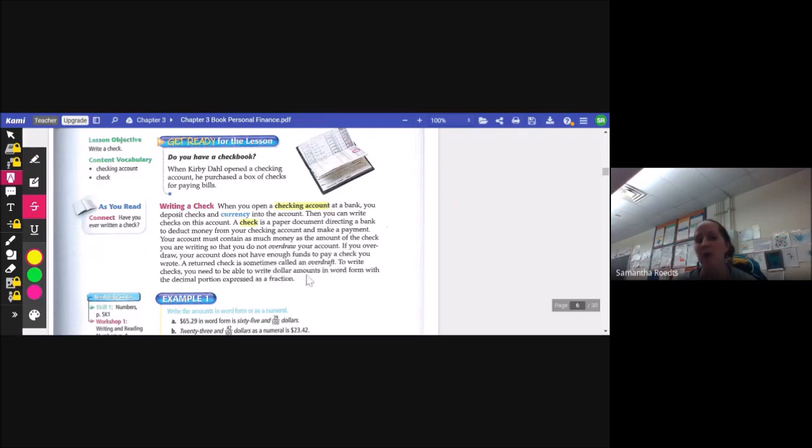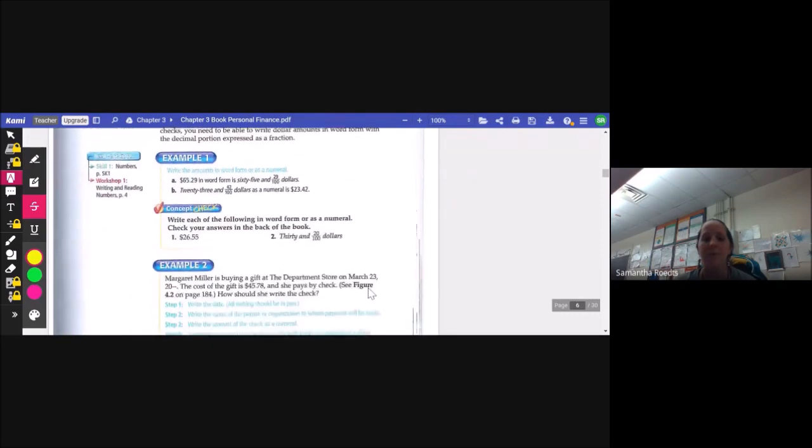To write checks, you need to be able to write dollar amounts in word form with a decimal portion expressed as a fraction. So example 1, write the amounts in word form or as a numeral. $65.29 in word form is 65. Notice how they have a hyphen in the middle. And then the 29 cents is written as a fraction, so 29 over 100, and you always end it in dollars.